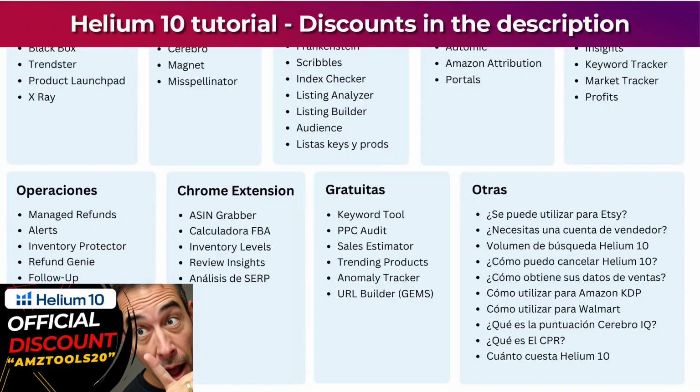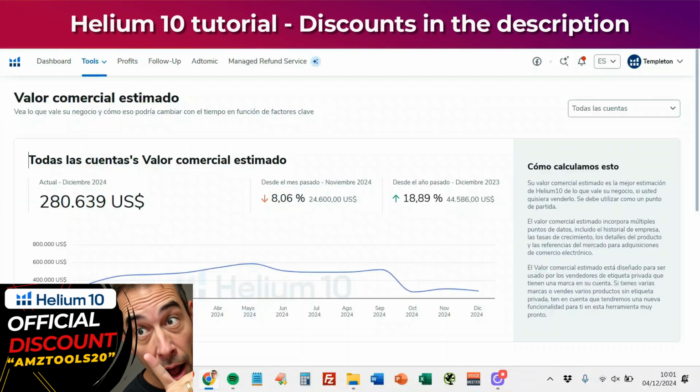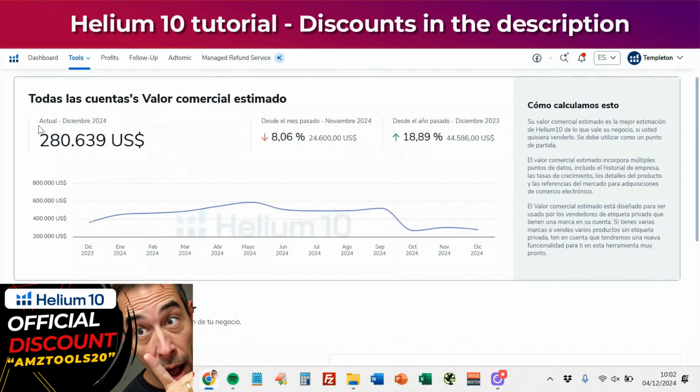And now let's move on to the next video, which is about business valuation to calculate how much my Amazon business would be valued at if I wanted to sell it to a third party. Well, this is the estimated commercial value tool for my business. What it's basically telling us is, based on the parameters it takes into account, how much this business would be worth if I had to sell it to a third party. It tells me that by December 2024, it's worth 280,000 euros.